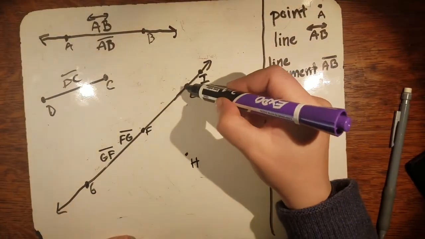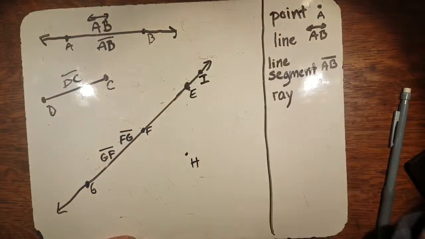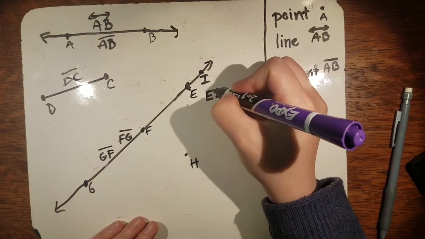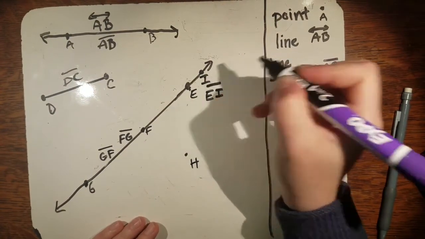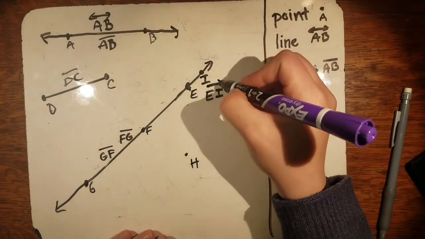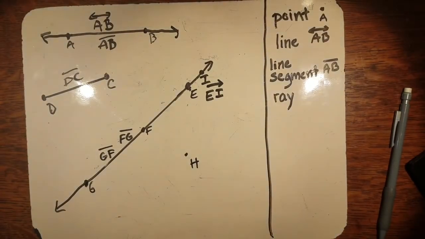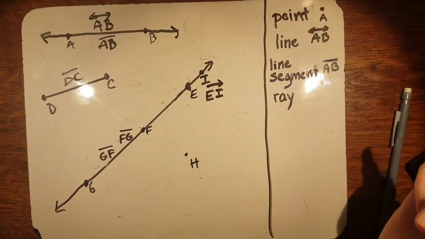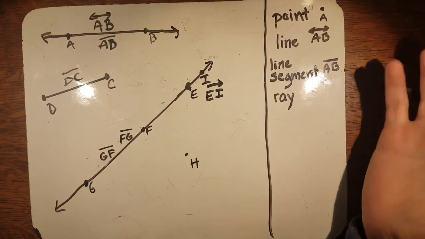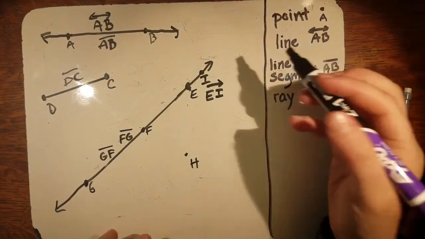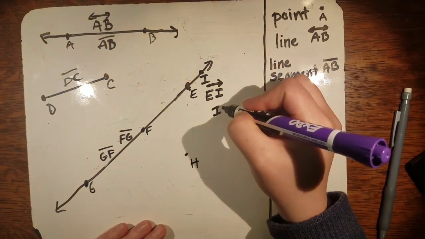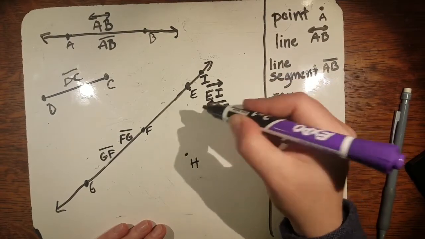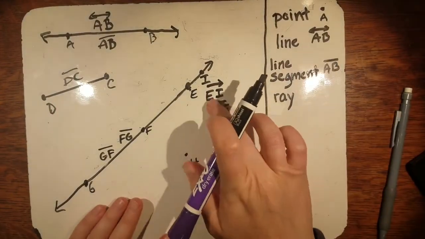E-I. So we're talking from E to forever. We will mark that as E, I, and then one arrow, because it's going in one direction. Now, you might think that the arrow changes, like if I were to do I, E, and it's going from E to I, it would go in the opposite direction, but that is not the case.